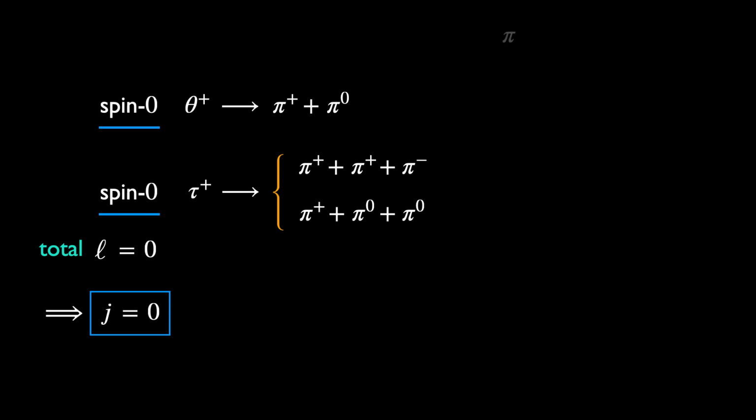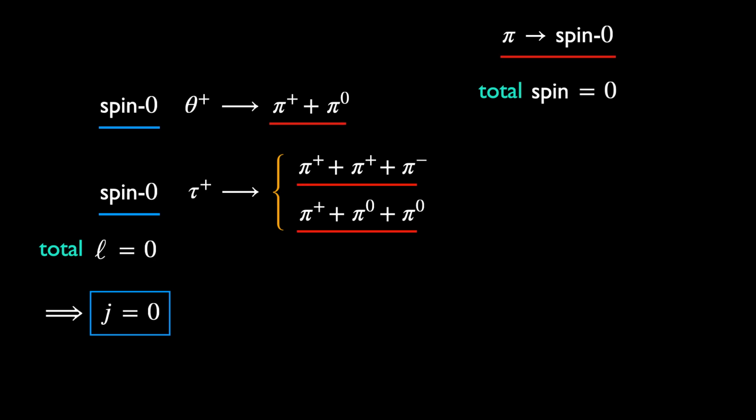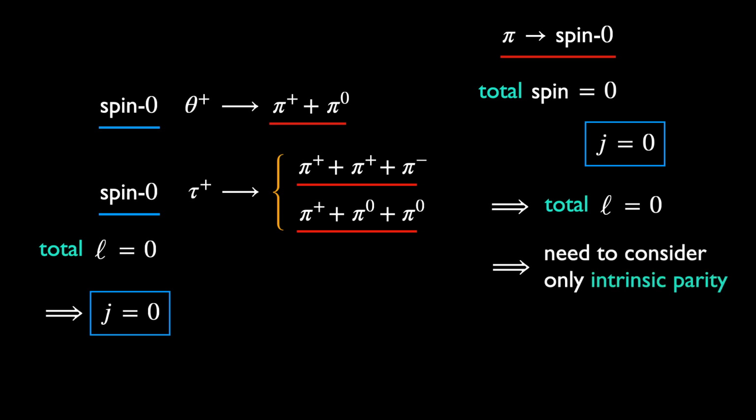As for the decay products, the pions, they are also spin zero particles. Thus all these states have total spin of zero. By the conservation of angular momentum, the total angular momentum of the final states must also be zero, same as the initial states. This, together with total spin zero, implies that all the final states must also have zero total orbital angular momentum, which means we only need to consider the intrinsic parities of the particles, making this a particularly simple case study.